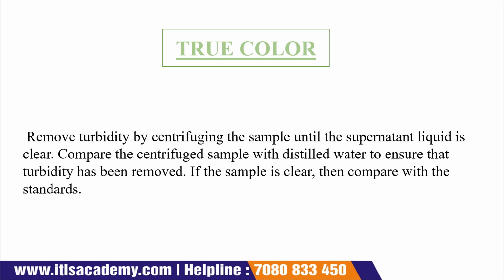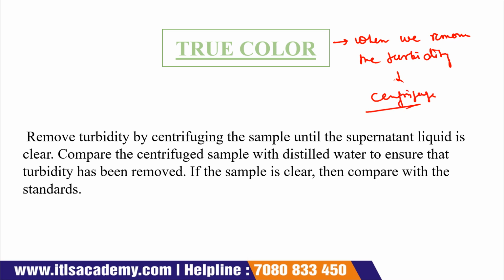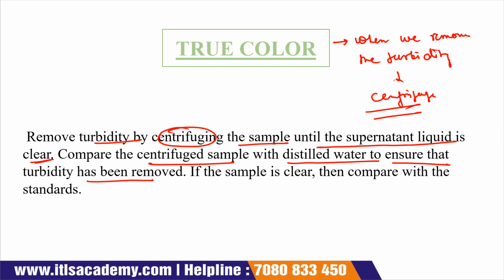Okay, so we all know that true color is measured when we remove the turbidity. And this turbidity can be removed by a centrifuge. Okay, so remove the turbidity by centrifuging the sample until the supernatant liquid is clear. Then we compare that centrifuged sample with the distilled water to ensure that the turbidity has been removed. And if the sample is clear, then it will be compared with the standard. Okay.